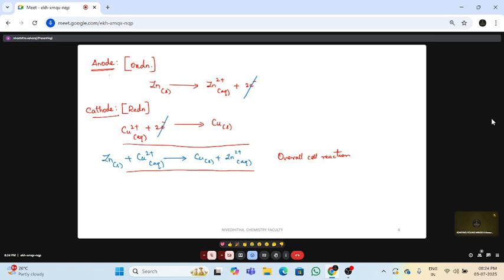So in anode, oxidation, and in cathode, reduction. But the overall cell reaction is a redox reaction, because in this zinc was getting oxidized and copper was getting reduced. So the reaction which is happening in the cell is basically a redox reaction. For any cell, you have to know how to write the anode reaction, cathode reaction, and overall cell reaction. Do you have any doubt till now?